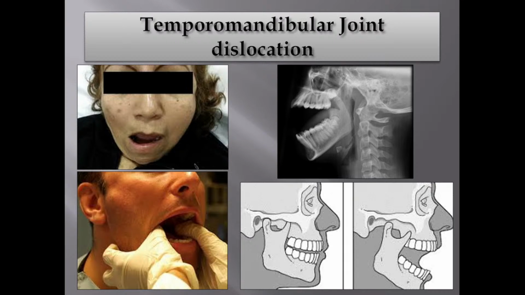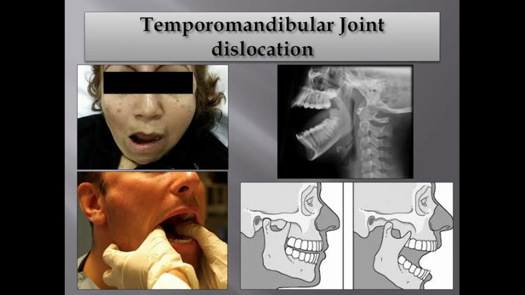If bilateral reduction is not possible, reduction may be done one side at a time. Reduction attempts that require excessive force should be aborted because they may cause iatrogenic fracture of the mandibular condyles. The patient may wear a soft neck brace, and a warm compress may be placed on the temporomandibular joint for comfort.